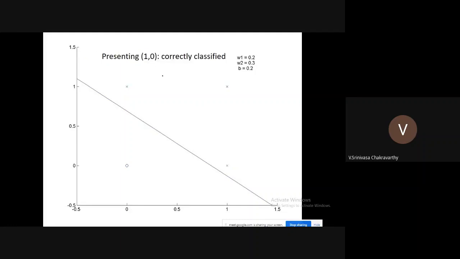So 0, 1 is also correctly classified, 1, 0 is also correctly classified, 1, 1 is also correctly classified. Now for this set of weights, the network is able to implement the OR gate perfectly. It got 100% complete.